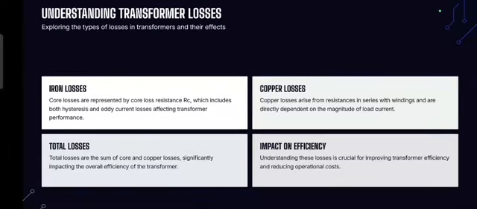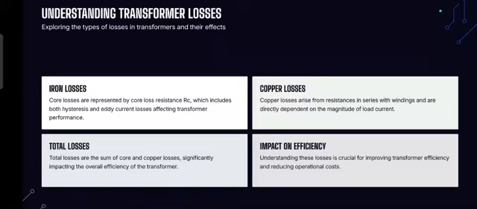Understanding transformer losses. There are mainly two types of losses, which are iron losses and copper losses. Iron losses are also called core losses. These core losses are caused by hysteresis loss and eddy current loss. Hysteresis loss depends on the material of the core, the frequency, and the peak flux density. The eddy current losses depend on the thickness of core laminations, the frequency of the current, and the resistivity of the core material. Together, these are called iron losses.